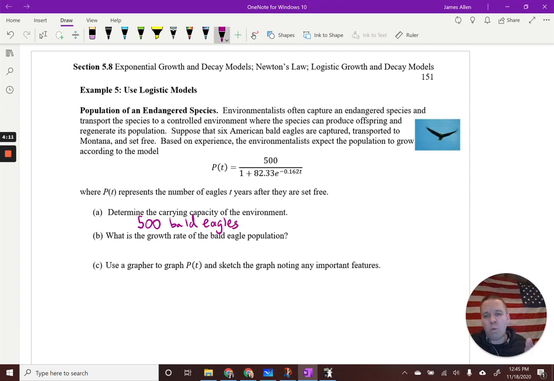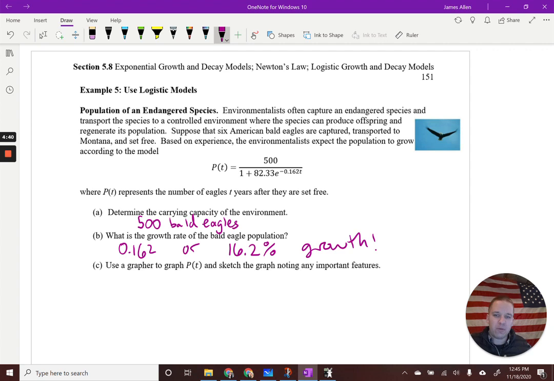Cool. What is the growth rate of the bald eagle population? Well, my growth rate, notice how it's negative 0.162. Remember, it was opposite of B, so it's 0.162, or we're going to move the decimal twice, so 16.2%. All right. Growth. Lovely.